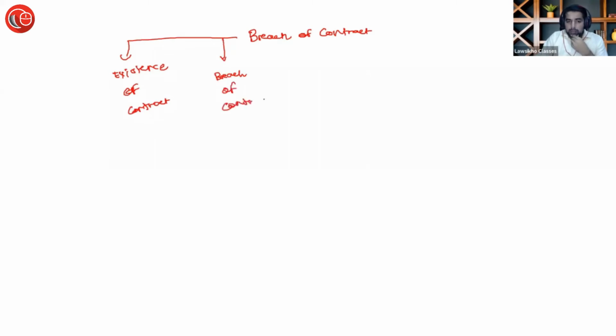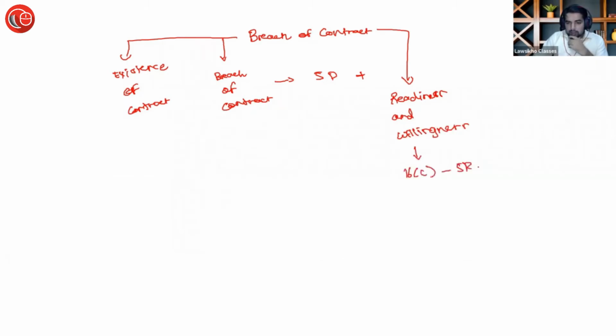But if you are seeking specific performance, you will have to prove an additional aspect with respect to cause of action. That will be readiness and willingness. And why will you have to prove this readiness and willingness? Because Section 16(c) of the SRA requires the same. Section 16(c) of the SRA demands that you establish readiness and willingness. So that is the reason you will have to prove the same.